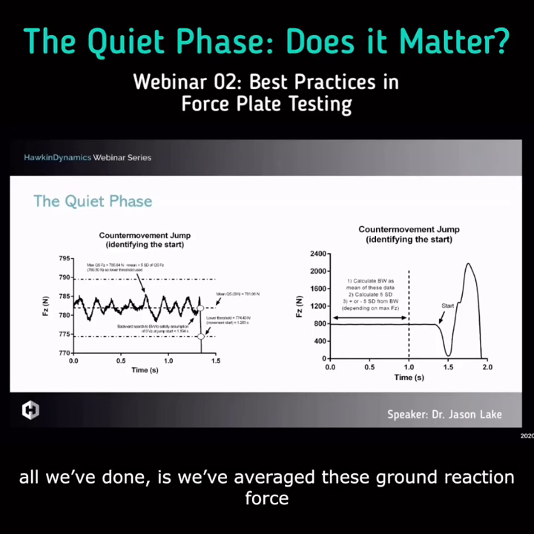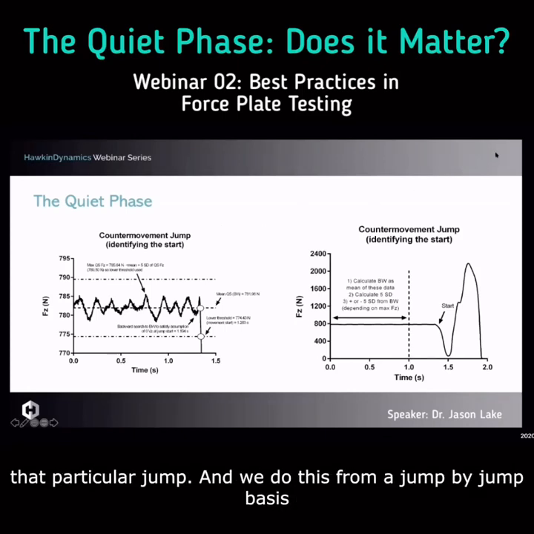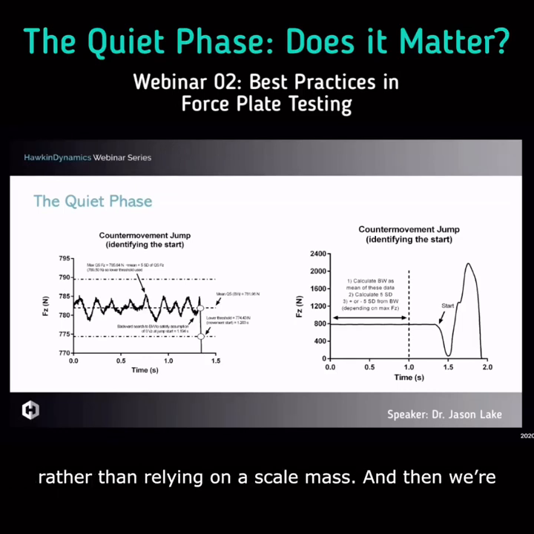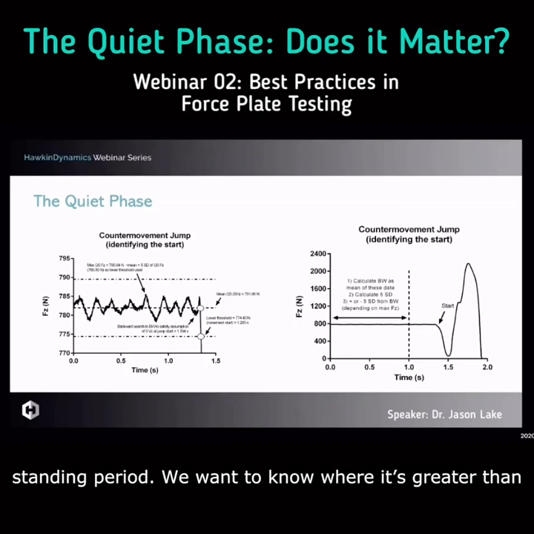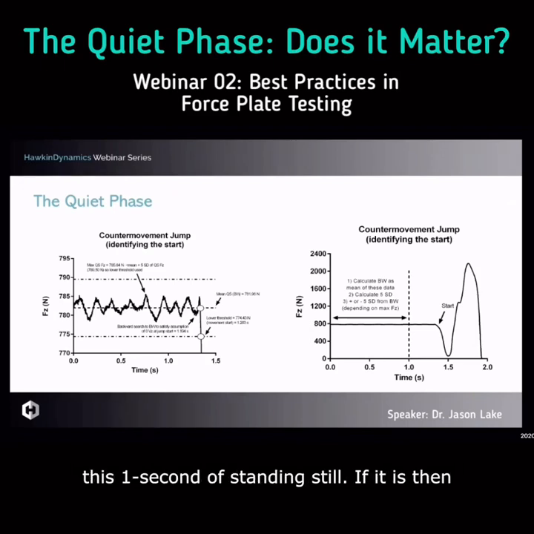So all we've done is we've averaged this ground reaction force over the first 1 second. That gives us their body weight for that particular jump, and we do this on a jump by jump basis rather than relying on a scale mass. And then we're looking for the largest force within that quiet standing period. We want to know whether it's greater than the body weight, i.e. the average of 1 second force, plus 5 standard deviations, also calculated from this 1 second of standing still.